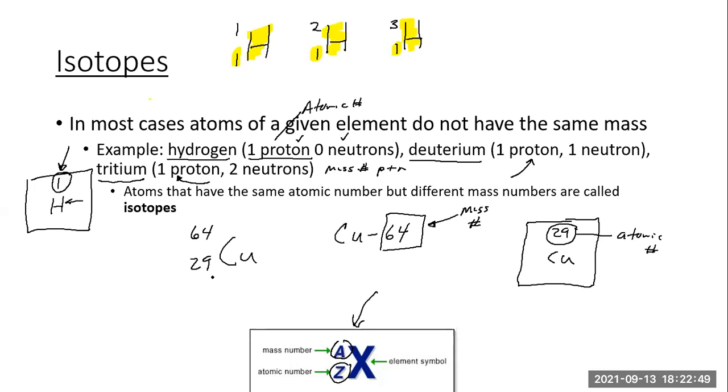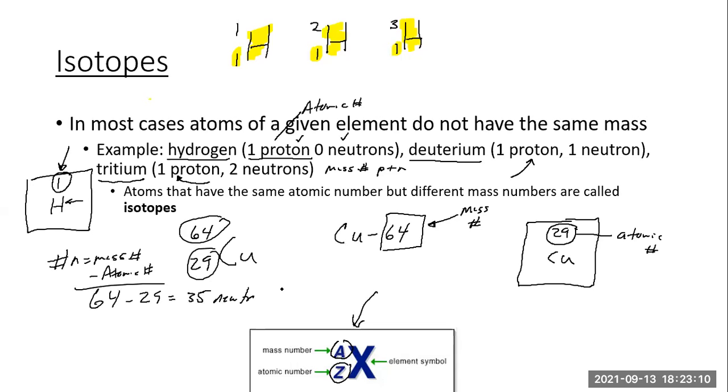Other questions on that? So to find the number of neutrons, remember, basically we take the mass number minus the atomic number. And in this case, that would be mass number on top. So that'd be 64 minus 29. I believe that's 35 neutrons. Question on that there.